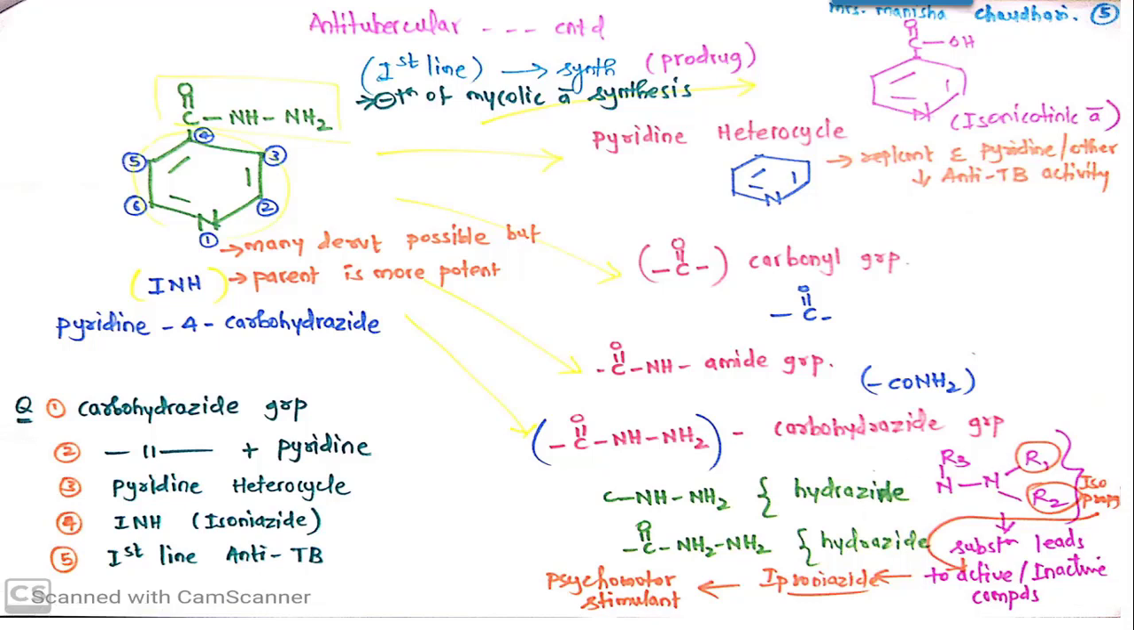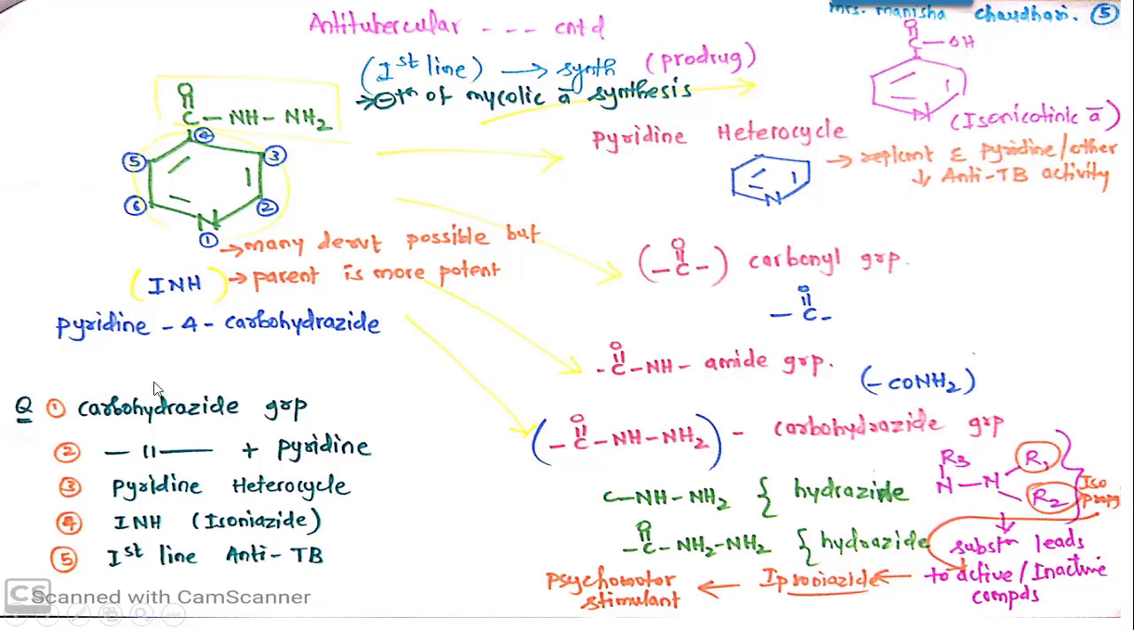So this way we can change the substituents, but INH is the active drug, a prodrug, which gets converted to the active form isonicotinic acid, which acts as an antitubercular drug by the mechanism of inhibition of mycolic acid synthesis in the bacteria.